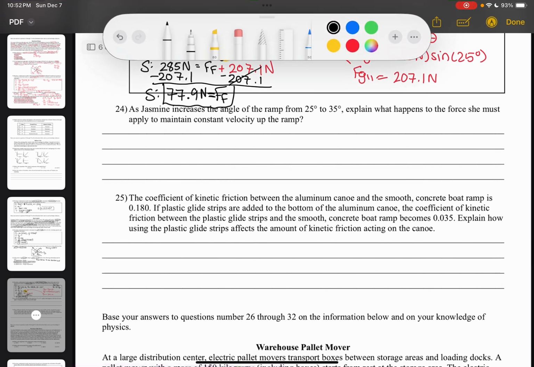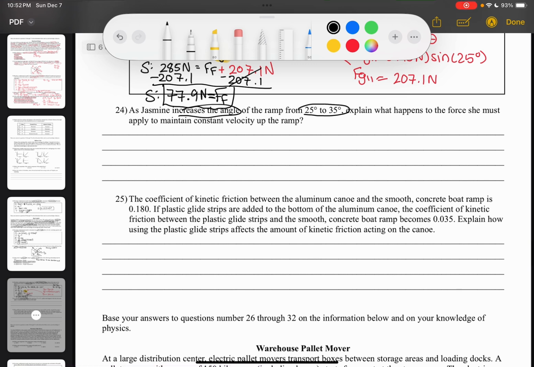As Jasmine increases the angle of the ramp from 25 degrees to 35 degrees, explain what happens to the force she must apply to maintain a constant velocity. So as you recall, as the angle increases, our weight parallel also is increasing, right? This object's natural desire to slide down increases, which means that if you want to keep it at constant velocity, your applied force must also increase because it needs to match the combination of friction and your force of gravity parallel.